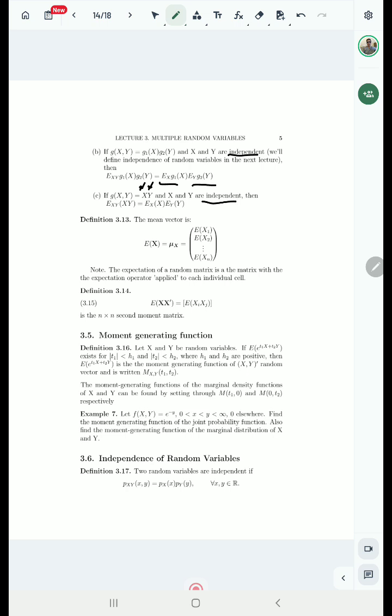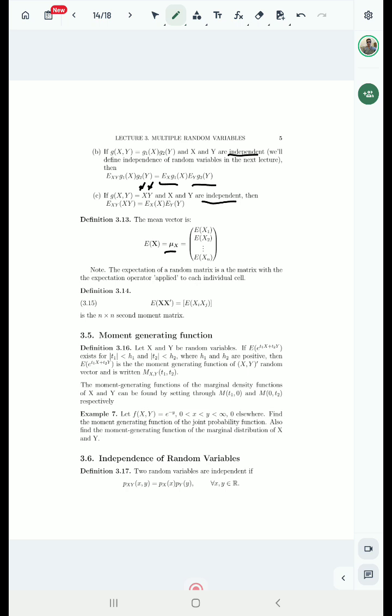Okay, here we have mean vector. Mean vector is just the expectation applied to the vector. And then we have second moment matrix, that is the expectation of x times x transpose. I don't want to spend too much time on them. They're just definitions. Now let's move to moment generating functions in p-weighted and multivariate case.